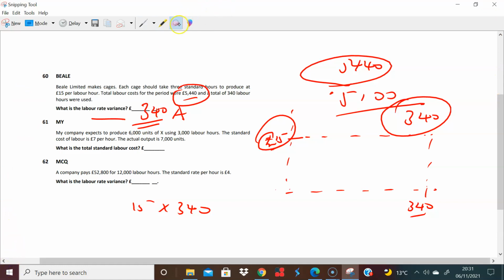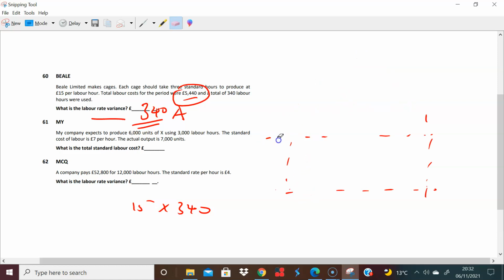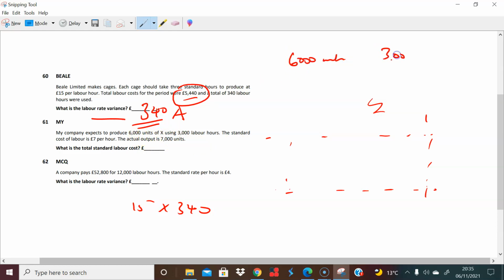Right. Let's do question 61 as well. Let's just tidy that up a little and give ourselves some space. I'm told that my company expects to produce 6,000 units using 3,000 hours of labor.